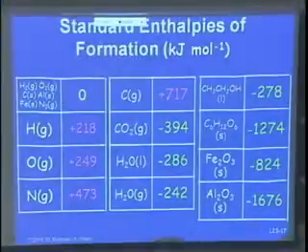If you make, however, CO2, as I explained earlier, you take carbon and oxygen, and that's a 0, and you measure that reaction, you get a minus 394 kilojoules per mole. That's an exothermic reaction. Energy is released. When you mix carbon and oxygen, you get minus 394 kilojoules per mole.